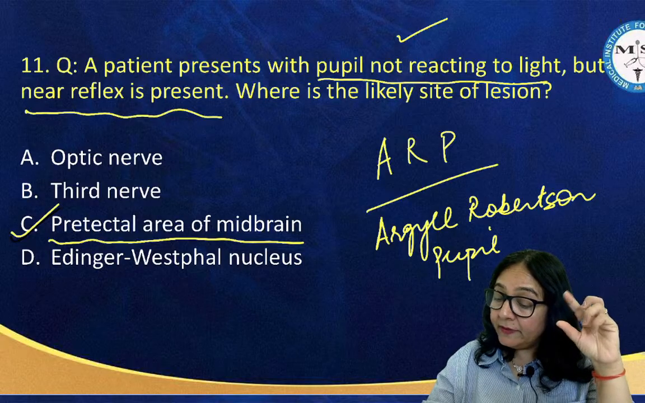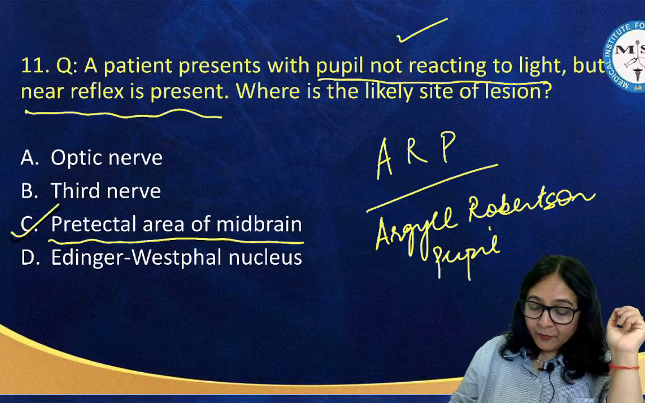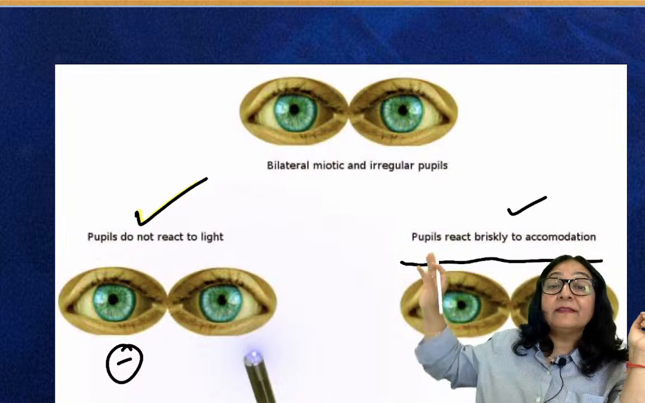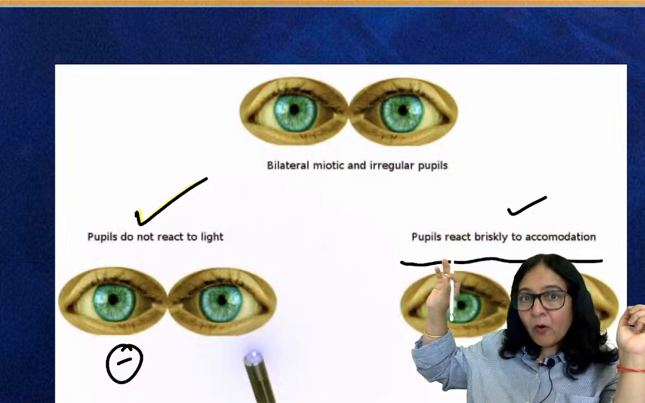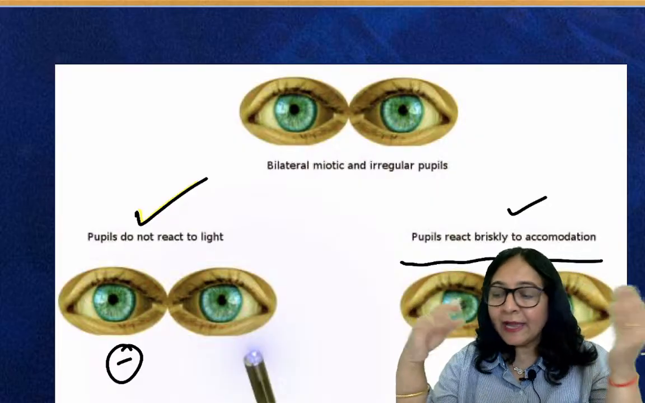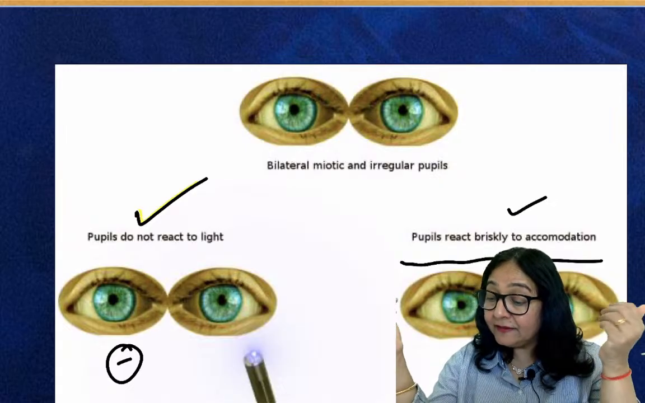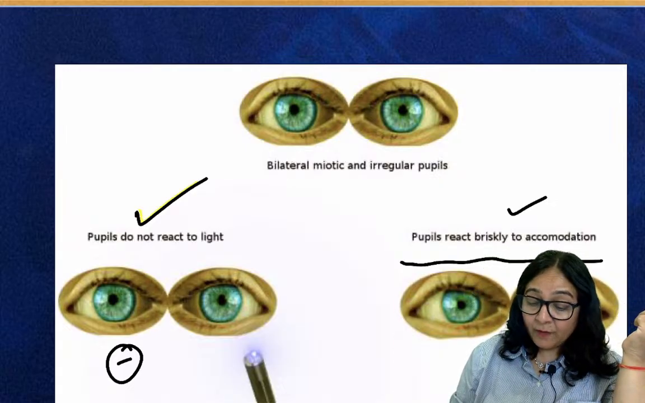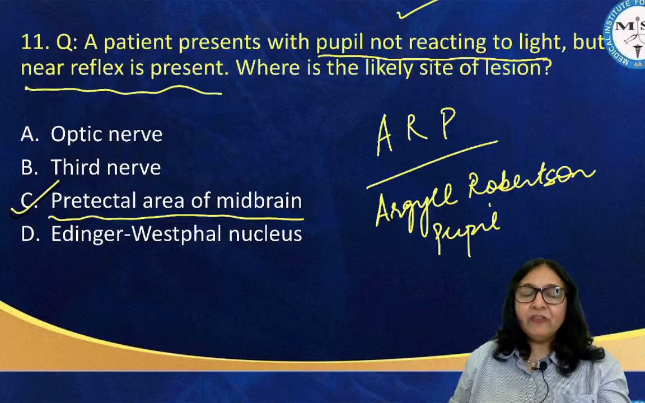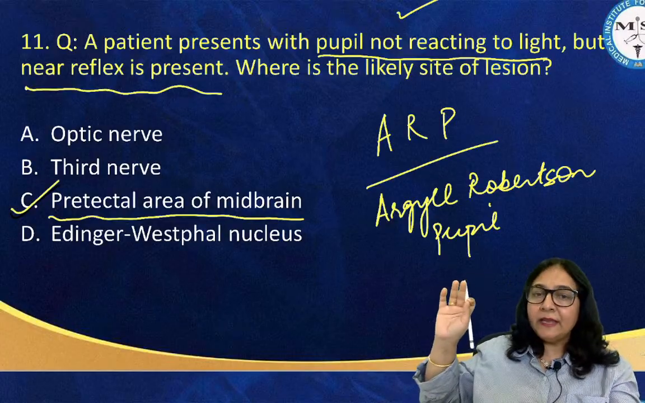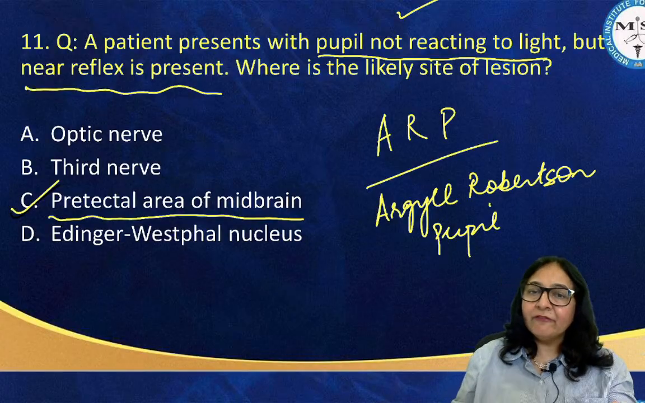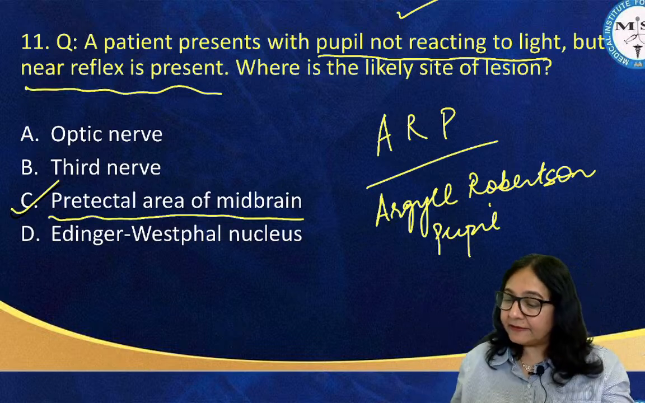Yes, it's right. In AR pupil, the pupils are small, slightly irregular and miotic, as mentioned in this image also. They will not react to light, they will react to near reflex. Yes, it is seen in neurosyphilis, a very common cause of AR pupil, and also seen in some diabetic patients. The site of the lesion is the pretectal area of the midbrain, where the interneurons responsible for the near reflex are located and affected. Okay, beta?